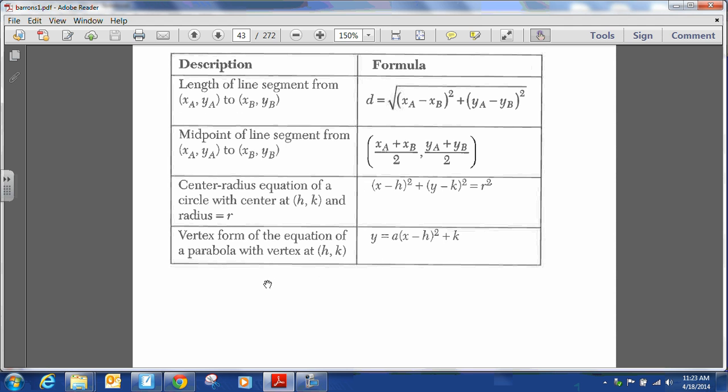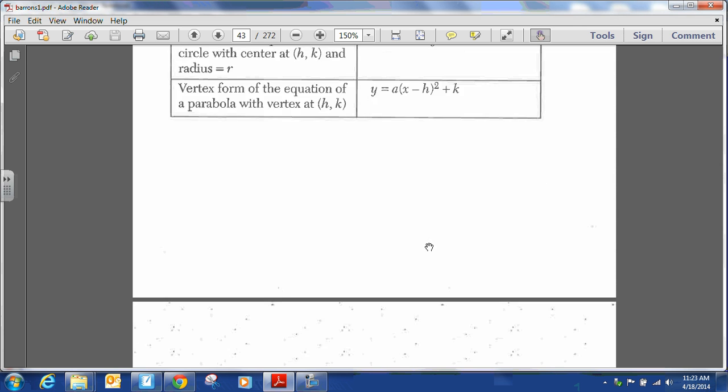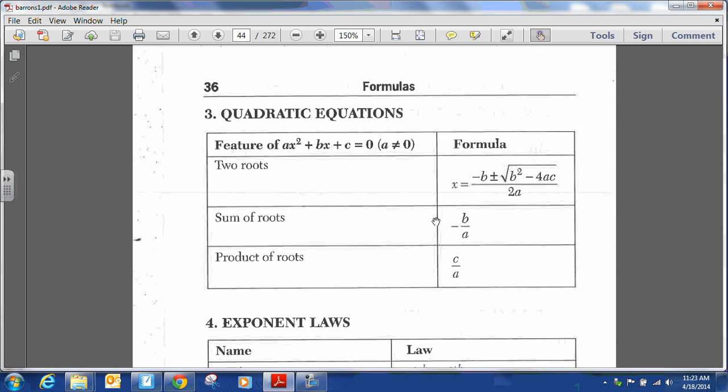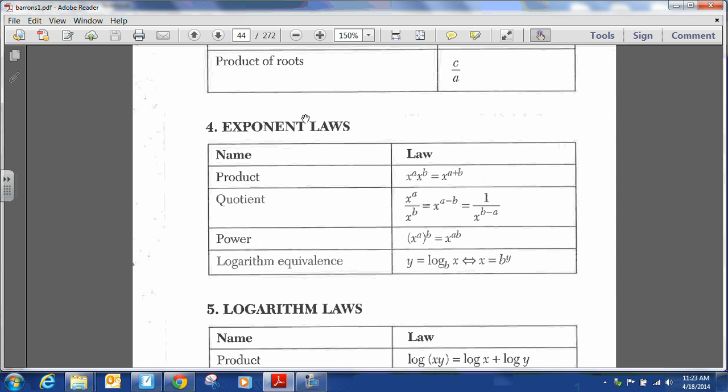Vertex form of the equation of a parabola with vertex at (h, k). Here's your quadratic formula. You should have this memorized. Remember, we used the song for that. The sum of the roots, the product of the roots. Here's all your exponent laws. We have practiced this over and over.